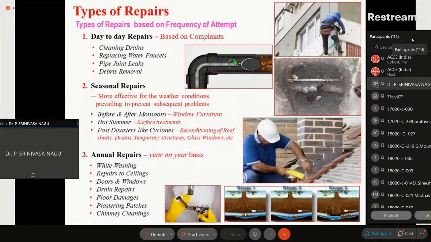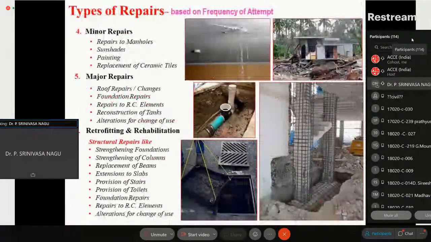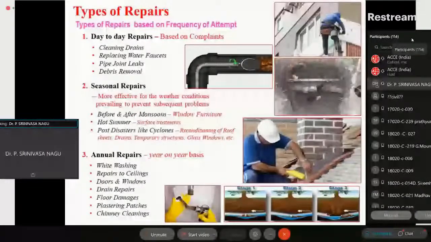Then the annual repairs, of course, year on year. It doesn't mean that you do it every January 1st like that every year. Annual repairs means once in a year or twice or once in 2 or 3 years like that. Okay. Then of course whitewashing, repairs to ceilings, doors, windows, drain repairs, floor damages, plastering patches, chimney cleaning, all these things are taken up. You can see the effect of roots, etc., spoiling. The joint problems, especially drain problems, are more in buildings because they are the sources of dampness. See, many repairs are due to dampness. Therefore, you have to take good care of the drainage system. Okay. And as I told you, these are annual repairs.